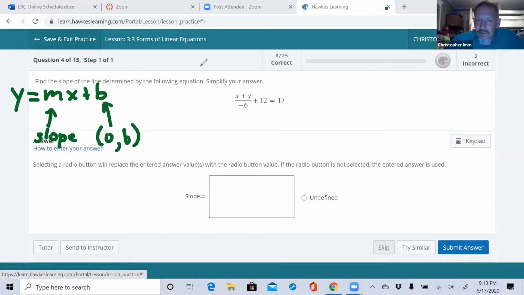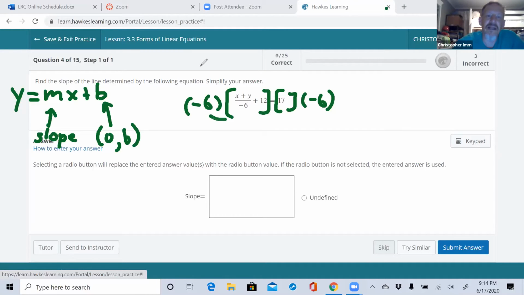So what I'm going to do is go ahead and multiply both sides of the equation by that -6. If I multiply by that -6 on both sides, then I can get rid of that fraction. So I'm going to multiply that through. When I distribute through, I get -6 times that -6, so everything cancels out here in the denominator. I just get x plus y.